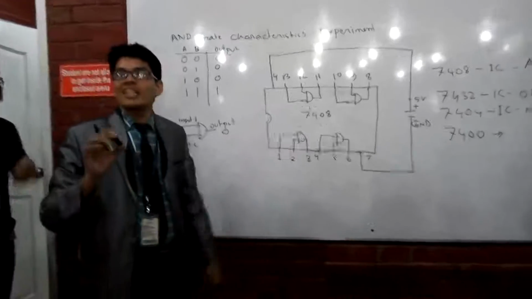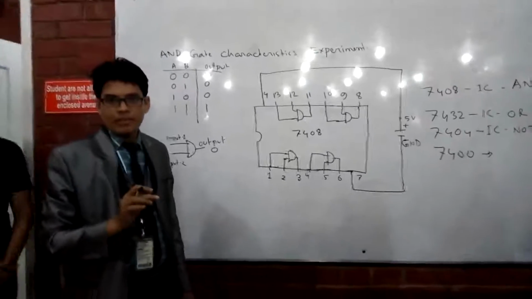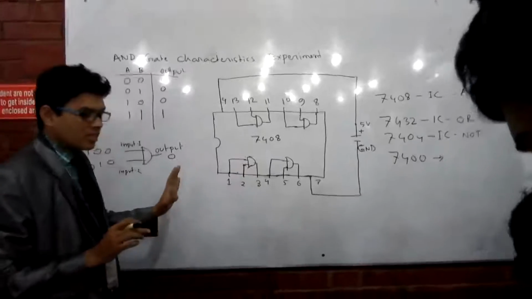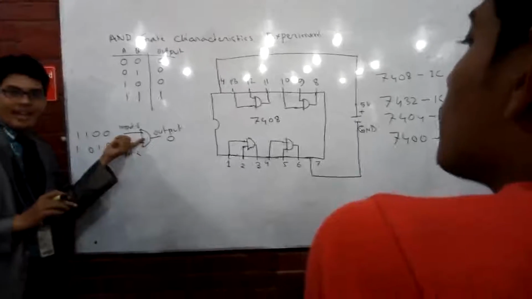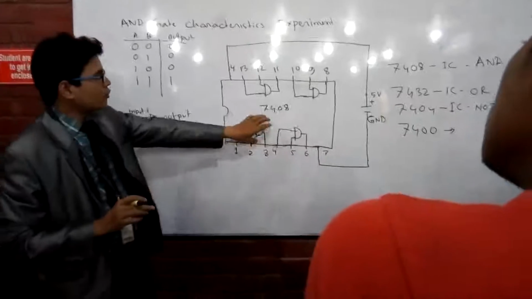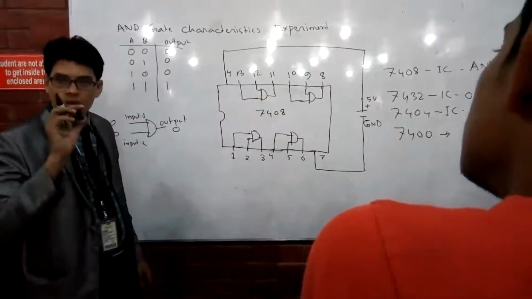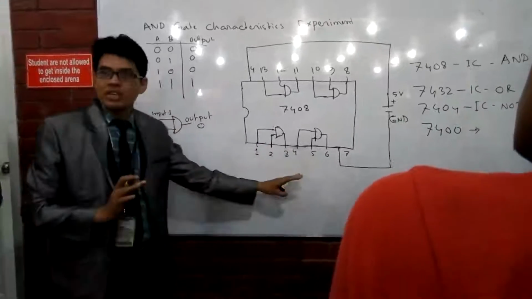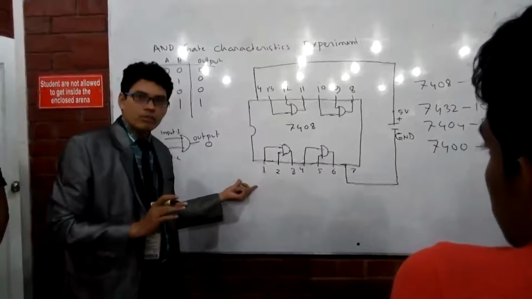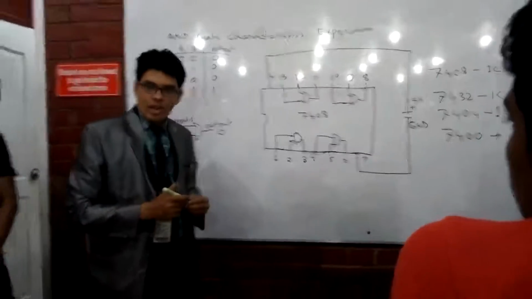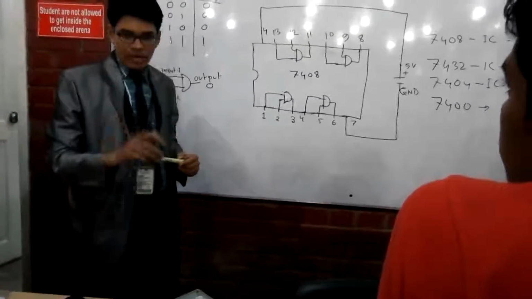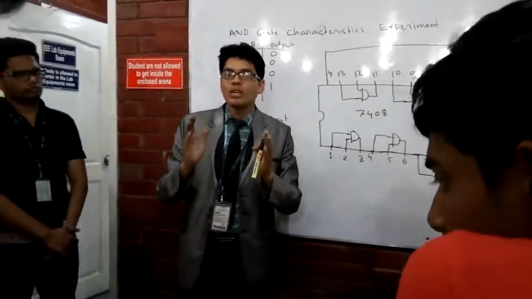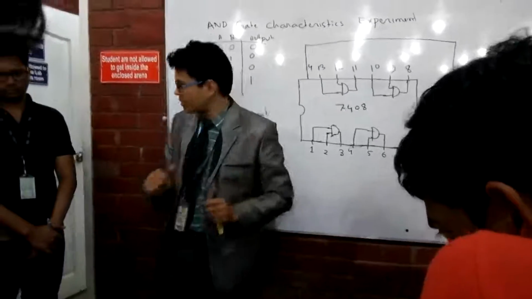Today's experiment is verification of AND gate characteristics. Our job is just to verify this AND gate. We have 4 different AND gates, but we need only 1 gate, right? So we can use pins 1 to 3. Pin numbers 1 and 2 will be for input, and pin number 3 will be for output. You understand? Yes. Okay. And I will introduce you to a board by which we verify these characteristics.